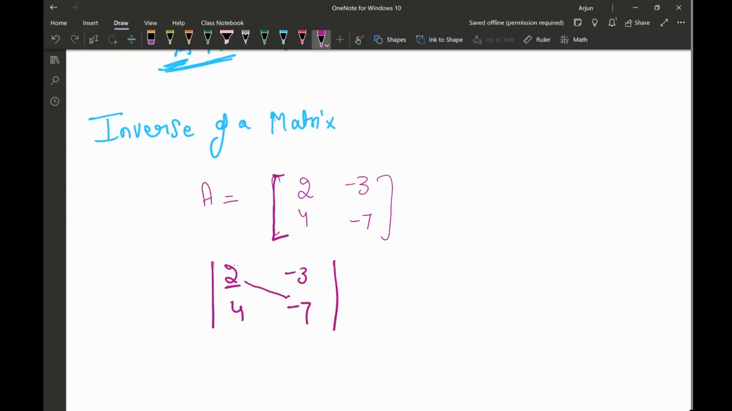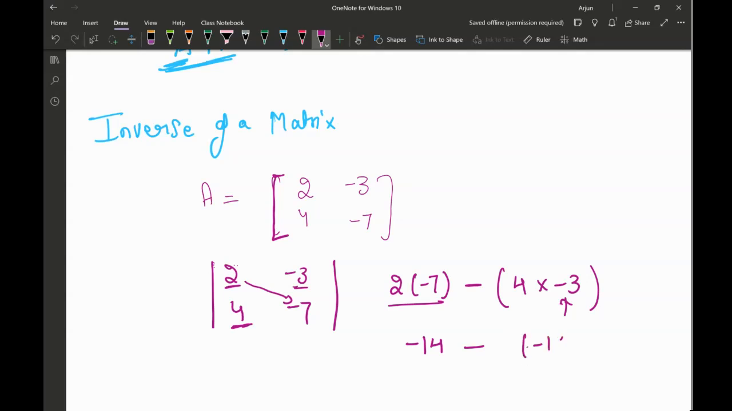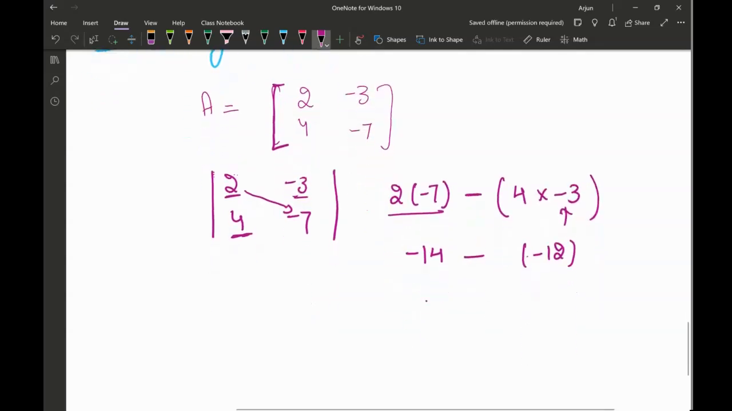This 2 will multiply by this minus 7, so 2 multiplied by minus 7, and the other one will be minus 4 times minus 3, because this already has a minus, so we put that minus down here. So 2 times minus 7 is minus 14, and this will be minus 12. Then minus 14 plus 12 gives me the answer minus 2. So this is the determinant of a 2 by 2 matrix.